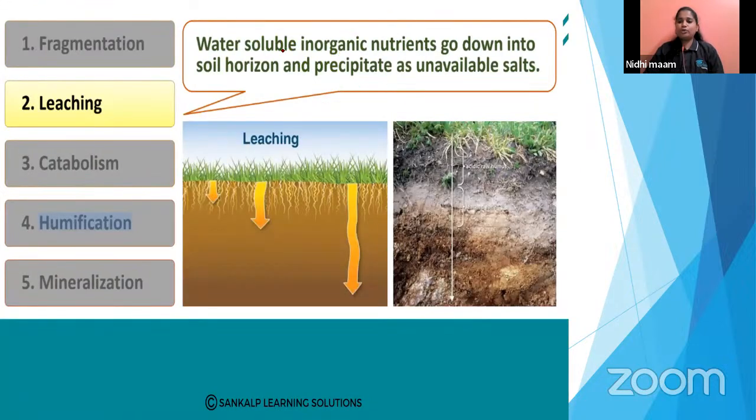Water soluble inorganic nutrients go down into the soil horizon and precipitate as unavailable salts. Whatever inorganic substances are present in that animal, the nutrients will go under the soil horizon and are converted into what? Unavailable salts, like this under the soil. This is called leaching.